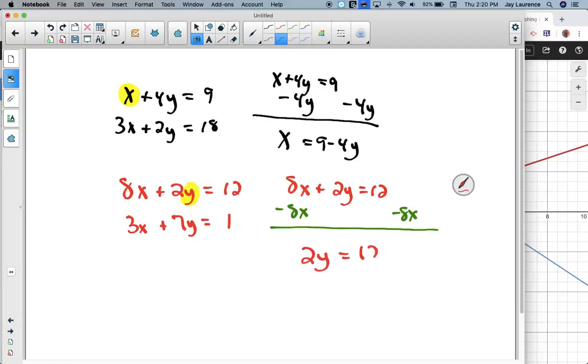That would give me 2y equals 12 minus 8x. And then I would divide by 2. And so my equation would end up being y equals 6 minus 4x. And now I'd be ready to substitute. Now I'm not actually solving these because I'm pretty sure they're going to end up with really ugly answers.